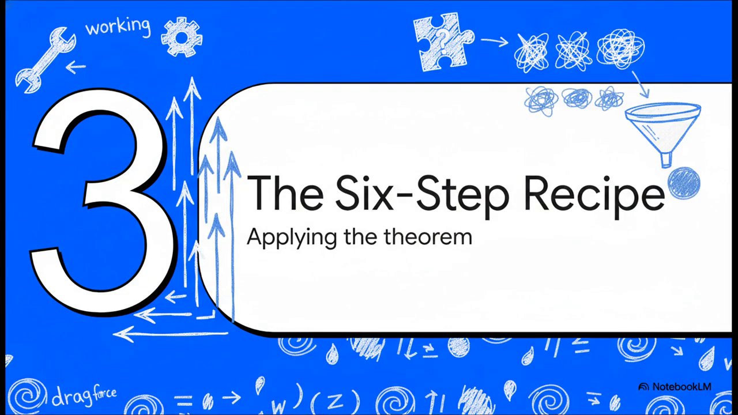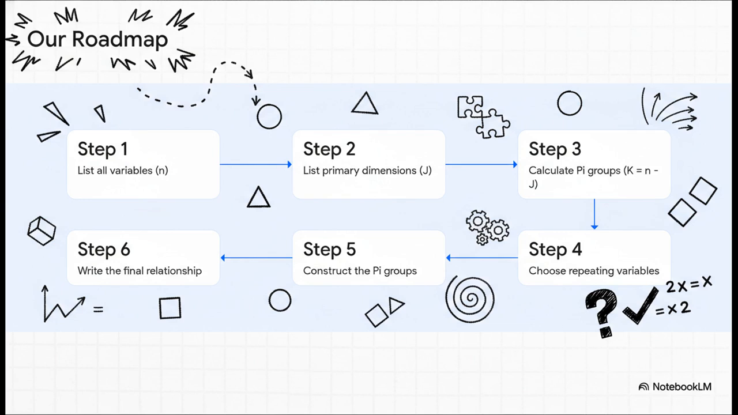So the big question is, how does this actually work in practice? Well, let's apply it to our drag force problem. It turns out there's a pretty straightforward 6-step recipe that'll take us from those 5 messy variables to a much, much cleaner answer. Okay, so this is basically our roadmap. We're going to walk through these 6 steps together, and you'll see exactly how this powerful simplification works.